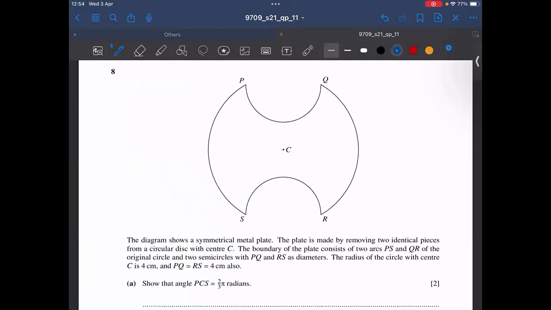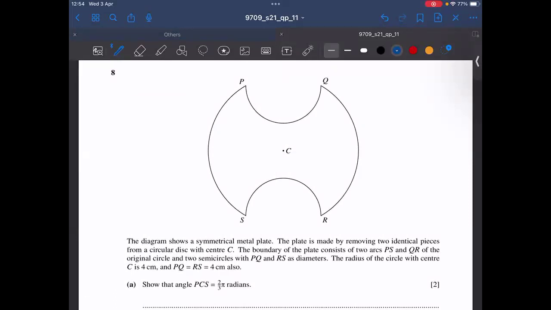All right. The diagram shows a symmetrical metal plate. The plate is made by removing two identical pieces from a circular disc with center C. The boundary of the plate consists of two arcs, PS and QR, of the original circle, and two semicircles with PQ and RS as diameters. The radius of the circle with center C is 4 centimeters, and PQ and RS are 4 centimeters.